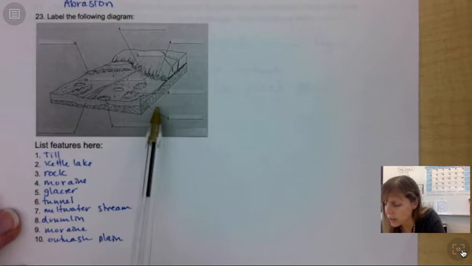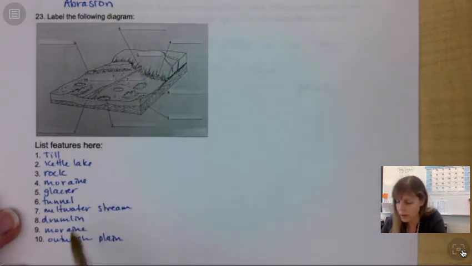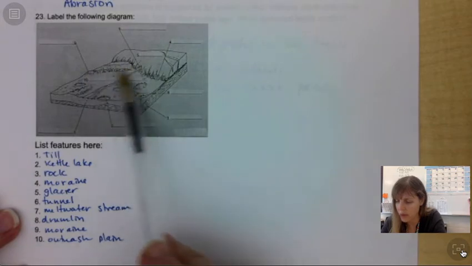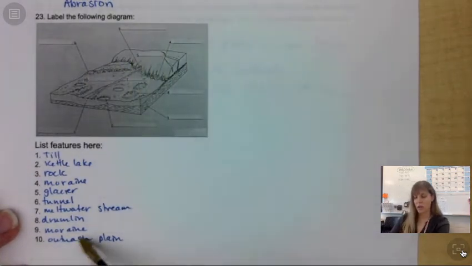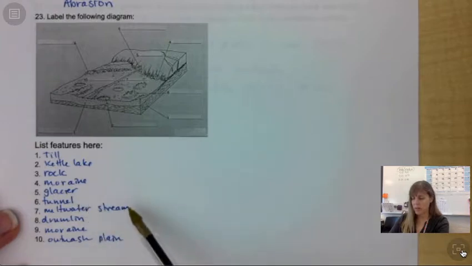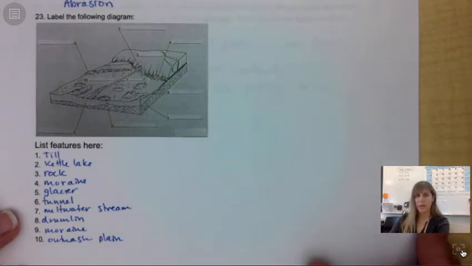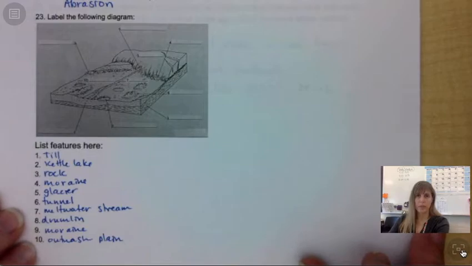Sorry, I have to look at number 4 again. So number 4 would be a terminal moraine, whereas number 9 would be a lateral moraine. It just depends on, if you just called them a moraine, that's fine. 5 was a glacier, 6 was the tunnel, 7 was the meltwater stream, 8 was the drumlin, 9 was the lateral moraine, and 10 was the outwash plain, right? So like a floodplain, basically. Does anybody have any questions on this page?